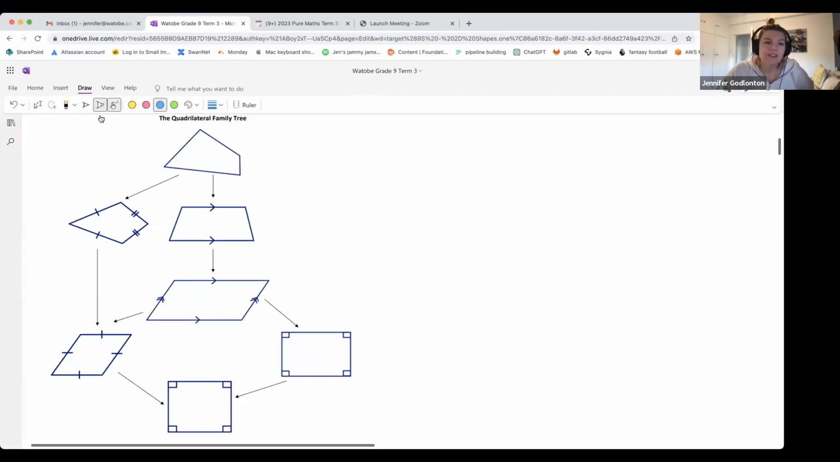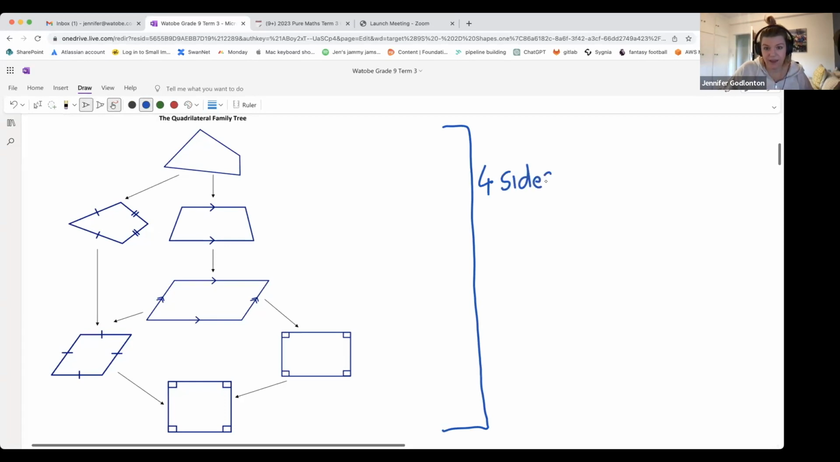All right, let's start with the most basic thing of all. What do all of these shapes have in common? What is something all of them have in common that makes them all part of this tree? Exactly, beautiful. They've got 4 sides. They are all quadrilaterals. Remember, the word quad means 4.